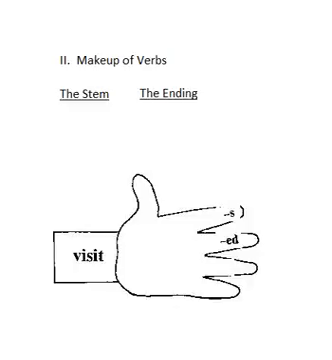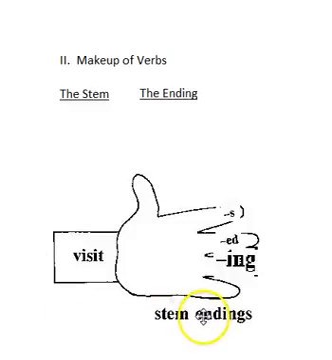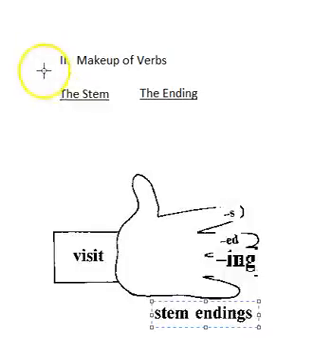Another ending that we can add in English would be ing. I am visiting. She is visiting. We are visiting. So these are called the stem endings. So to recap, verbs are made up of two parts, the stem and the ending.